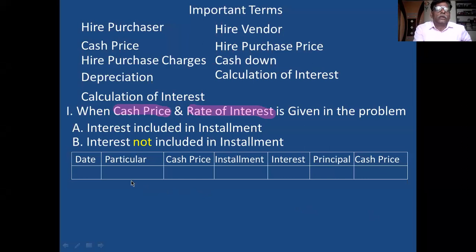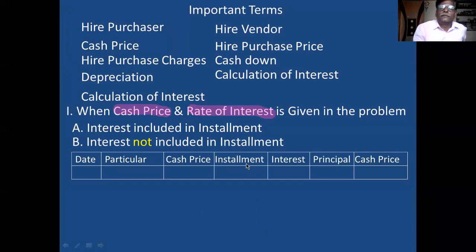Okay. Once again, I'll repeat how many columns are required for this method of interest. Seven columns. First column is for date. Second column is for recording the transaction. In the third column, you write the cash price. This is the cash price column. This cash price is adjusted according to payment of installment.